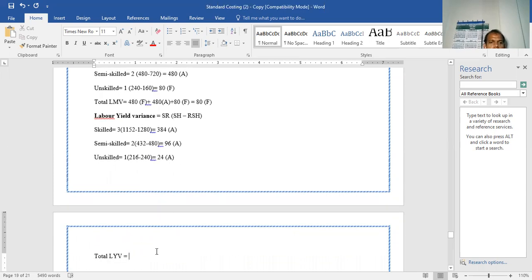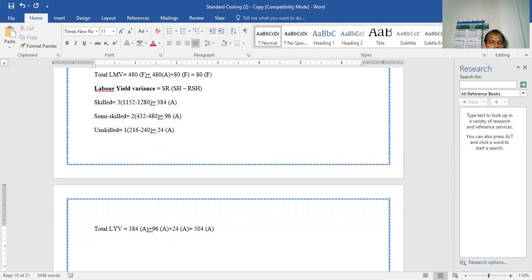Total labor yield variance is 384 adverse plus 96 adverse variance plus 24 adverse variance. So finally all are adverse variances, and the final variance is 504 adverse.